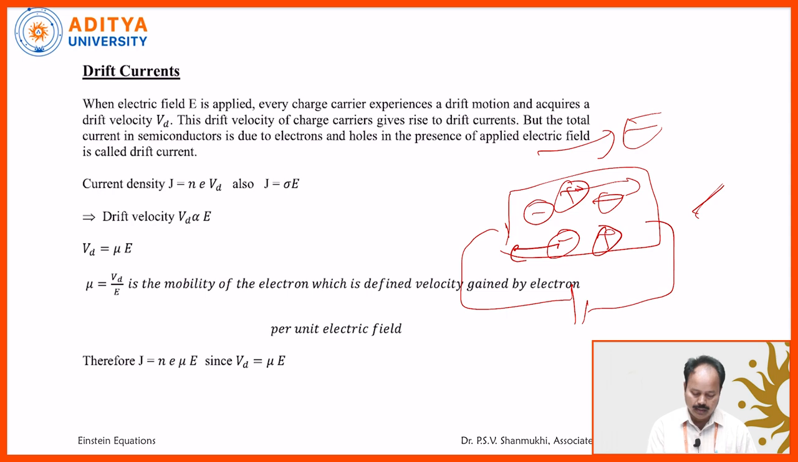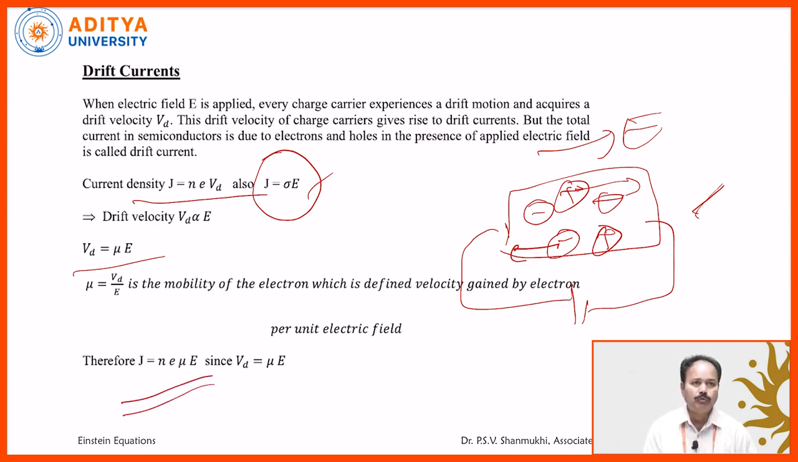Generally, we have one expression, J is equal to N e Vd, where Vd is the drift velocity. Another expression we know is J is equal to sigma into E, where sigma is the conductivity and E is the applied electric field. Generally we write Vd is equal to mu into E, where mu is the mobility of the charge carriers. So J is equal to N e Vd, or N e mu E, because Vd is equal to mu into E.